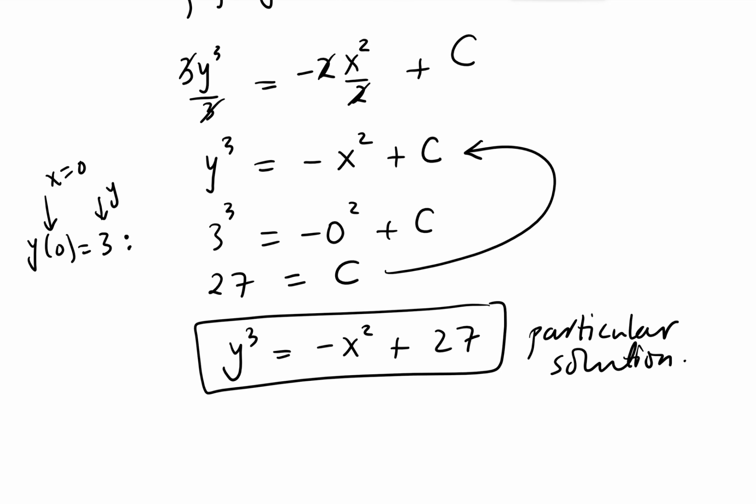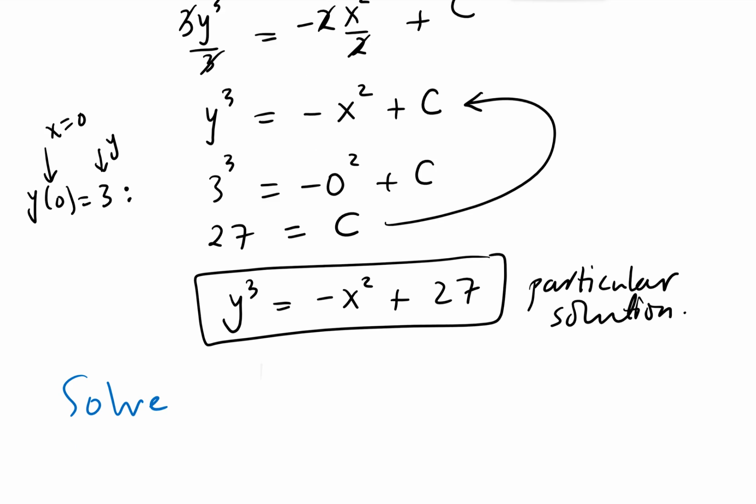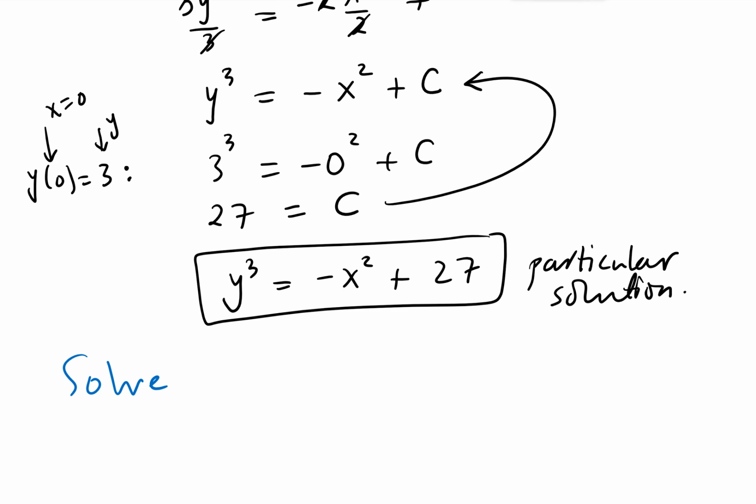It doesn't have to be always x and y. It could be different variables. They can ask you to solve something like dr/dt equals negative 0.35 r. So how do we solve something like this? We need to separate the r and the t using separable.